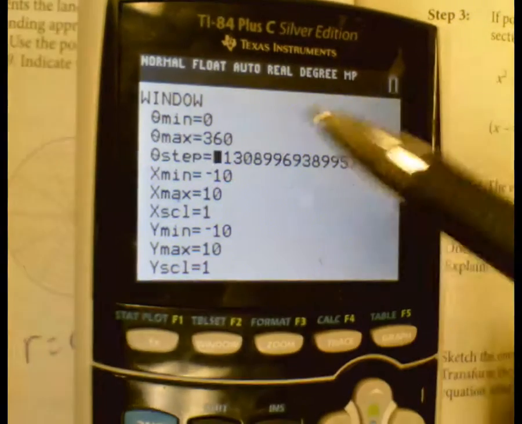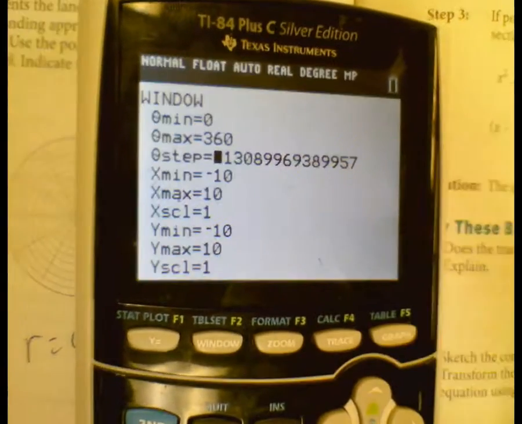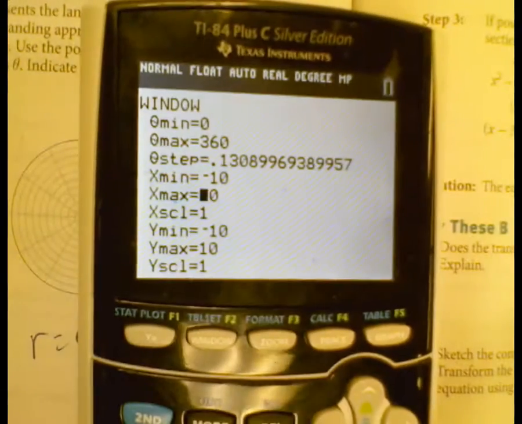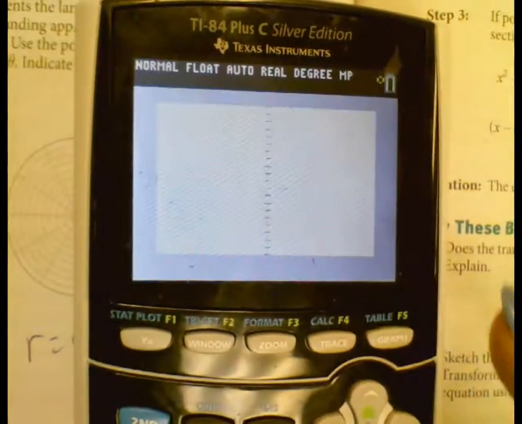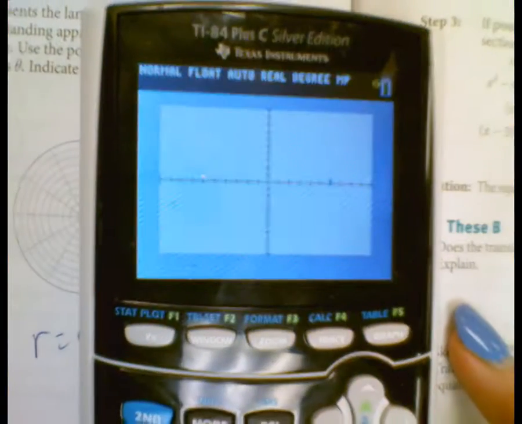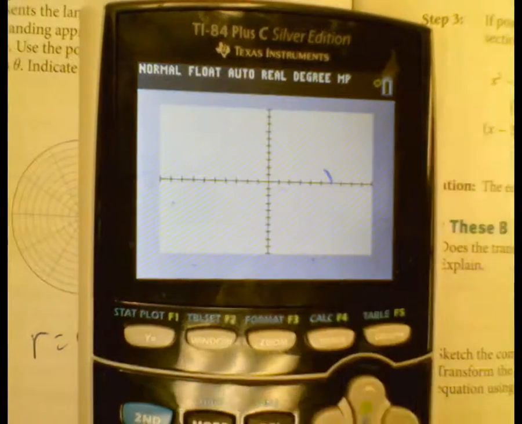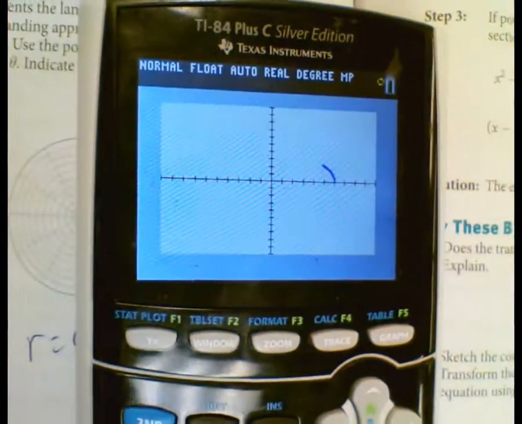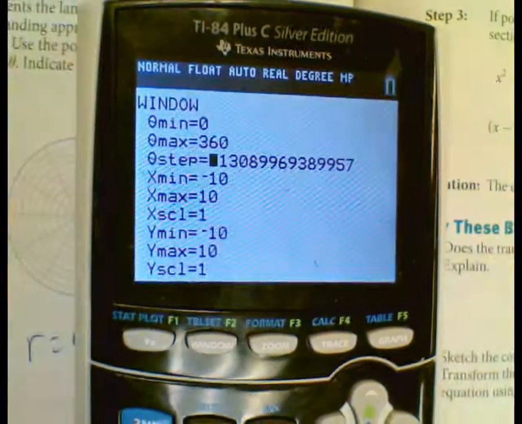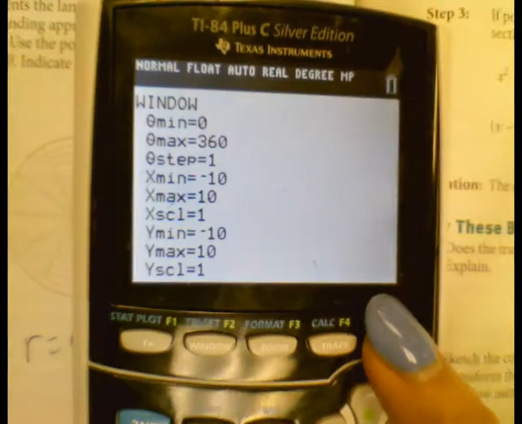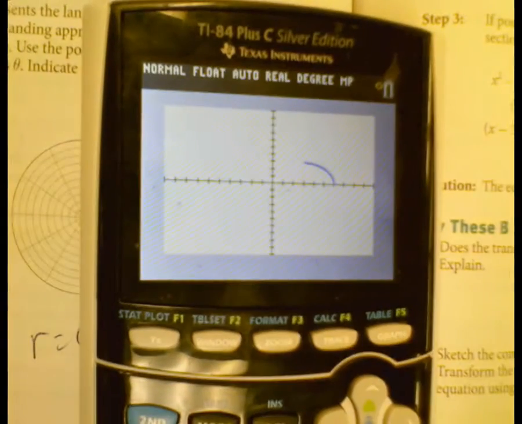Now this theta step will be fast or slow. We might adjust this. The x min, I think we're fine. And the y min, I think we're fine. Let's see. Just by changing it to degrees, let's see what happens. All right, it's still going really slow. Look, see how slow it is? So what we have to do is press on right now to stop the graph. Go back up to window. Let's increase this by like 1. Just a whole number, 1. Theta step 1. And now it goes a little faster.